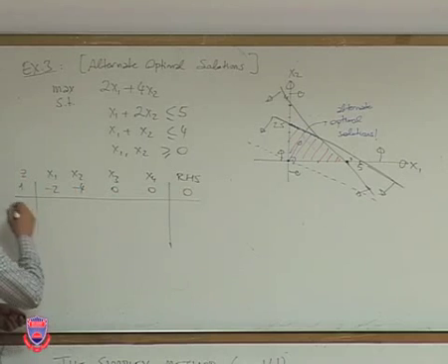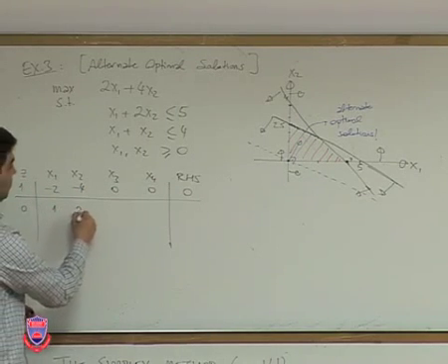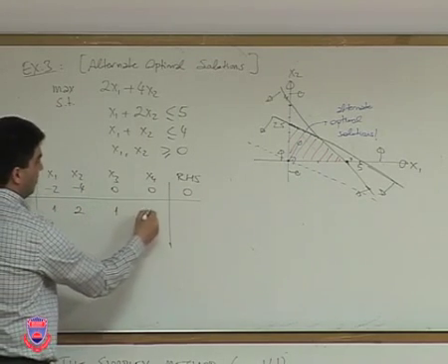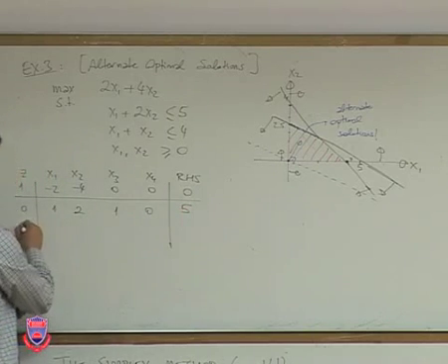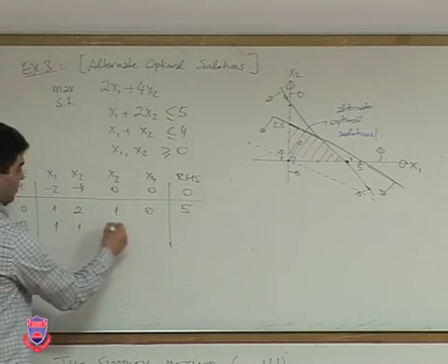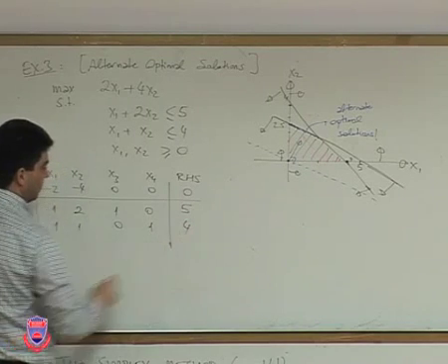So what does the first constraint look like? 0, 1, 2. 1, 0, 5. And then over here I have 0, 1, 1. 0, 1. And the right-hand side value is 4.